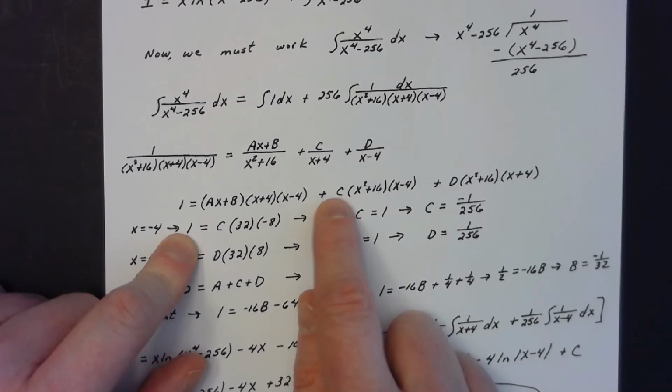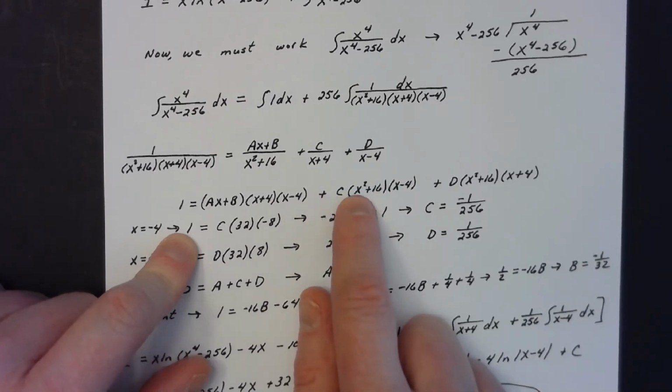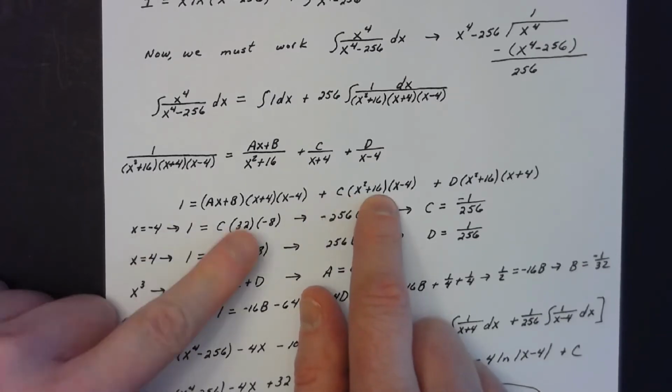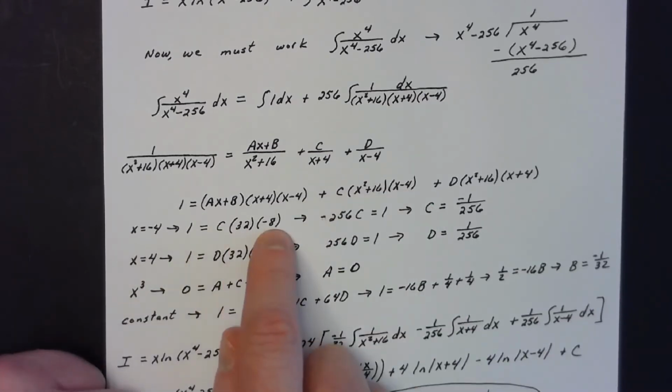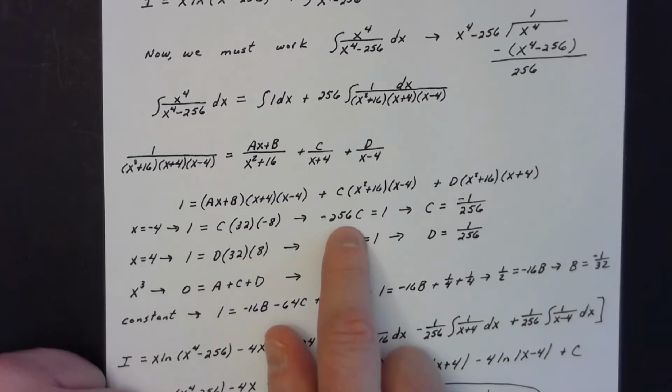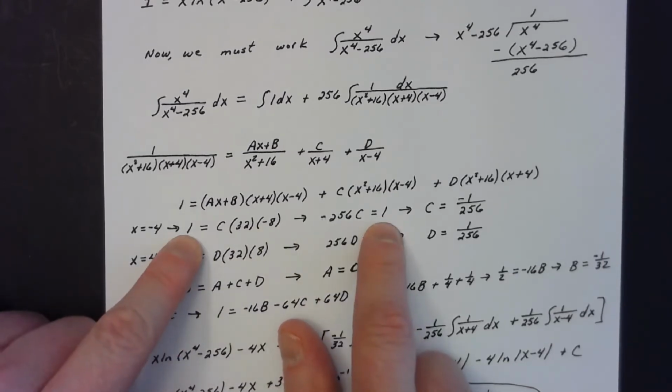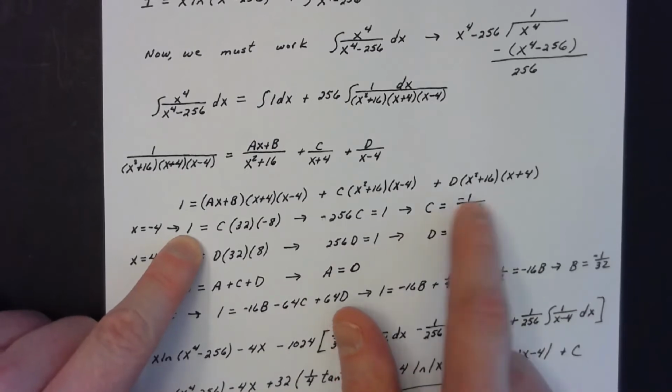So I would say c times -4 squared. That's 16 plus 16 is 32. -4 minus 4, -8. I have c times 32 times -8. That's a -256c, and I know that that has to equal 1. Therefore, I know c is -1 over 256.